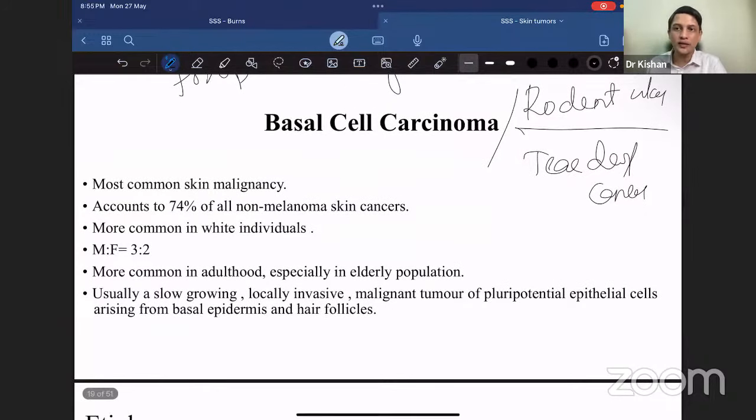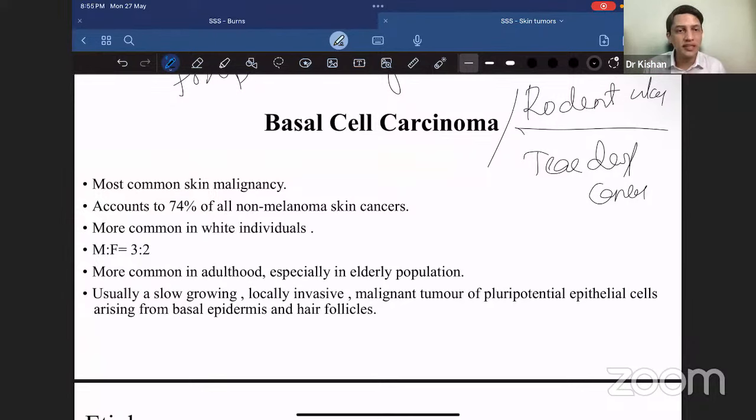BCC, also called rodent ulcer, because it's locally very aggressive and invasive. It hardly metastasizes anywhere, but it's locally destructive. So it's called rodent ulcer. It's like a rodent, it burrows into the underlying tissue. And teardrop cancer or tear cancer, because it's mainly seen in the area where the tear drops down. Most commonly it's seen in the line if you draw from the tragus to the outer angle of the mouth, because this is the most exposed area of the face. In this area, the BCCs are most common.